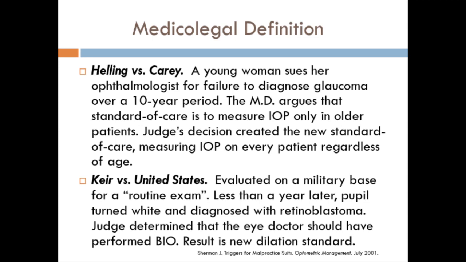And the second example, Keir versus United States, kind of a famous case that happened 10, 15 years ago, where a family took their young child to an optometrist at the VA hospital. They were military dependents. Unfortunately, the child had retinoblastoma, a cancer in the eye. The examining optometrist did not detect the retinoblastoma at the initial visit, and did not dilate the young child to facilitate the fundus examination. The tumor got bigger, became easier to see. The family got a second opinion. The second doctor diagnosed the kid with retinoblastoma, and they sued the first doctor, saying he should have diagnosed my kid's cancer, and all they had to do was dilate the eye to see it, which was probably true.